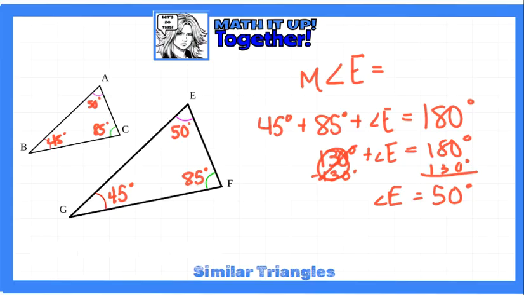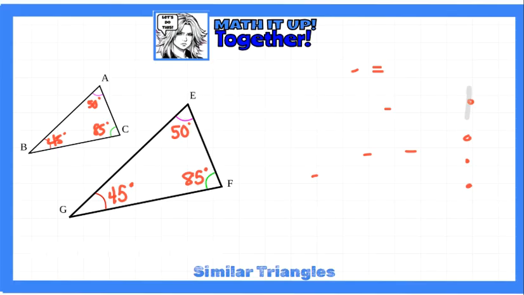Now let's talk about side measures. So on to side measures. We're going to start by giving ourselves 5 units there, and 12 units here, and 7 units here, and 15 units here. Okay, so we have some side measures now.